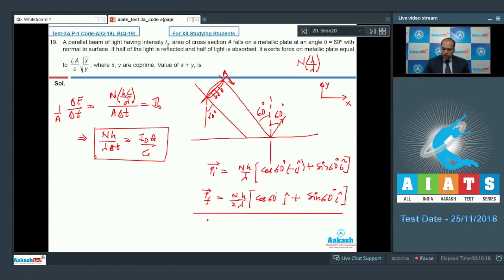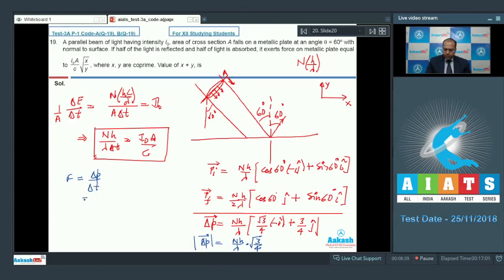So if I find the change in momentum, delta P, that is equal to P final minus P initial. So it comes out to be nh by lambda into root 3 by 4 minus i cap plus 3 by 4 into j cap. If I calculate the magnitude of delta P, it comes out to be nh by lambda into root 3 by 4. So now we know that F is equal to delta P by delta T.